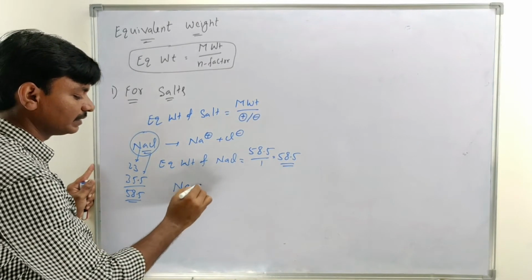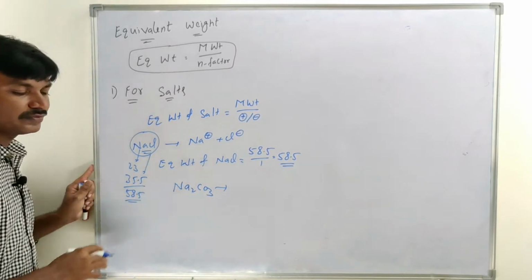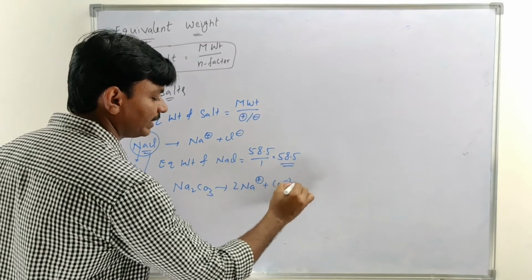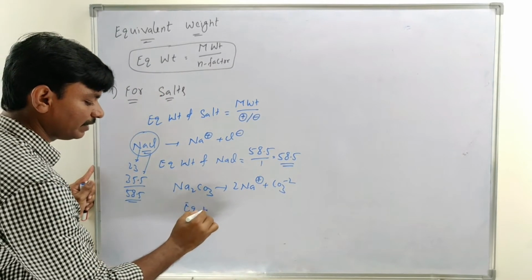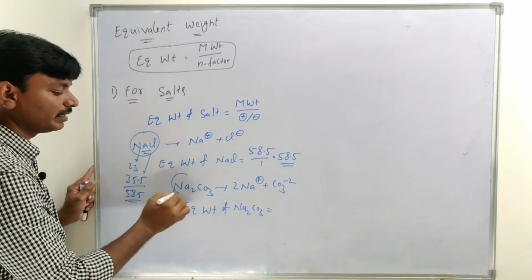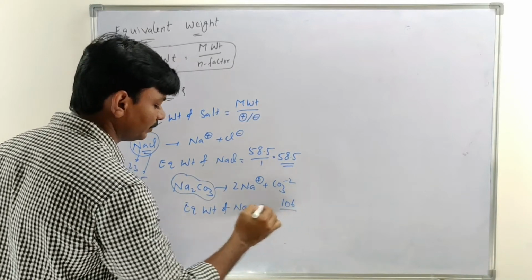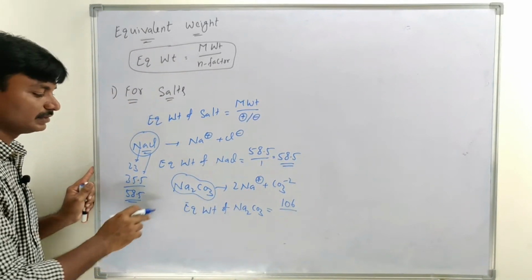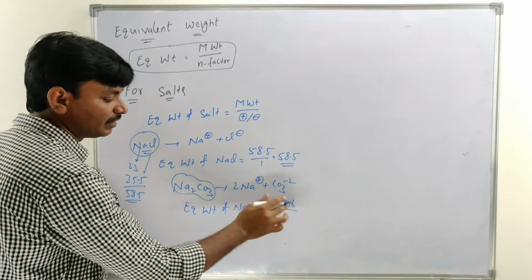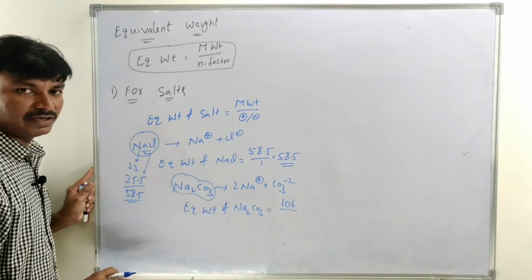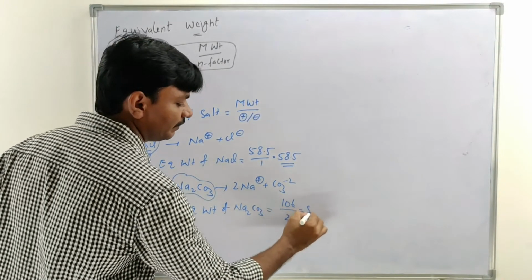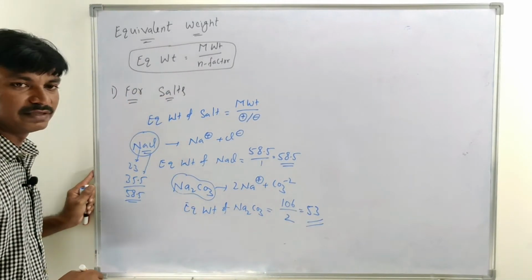Another example, Na2CO3. Upon decomposition, Na2CO3 produces 2Na+ and CO3 2 minus. Here the equivalent weight of Na2CO3 equals the molecular weight of Na2CO3, which is 106: 2 sodiums, 1 carbon atom, 3 oxygen atoms. That is 23 plus 23, 46, plus 12, and 48 for the 3 oxygen atoms. Finally, 106 is the molecular weight of Na2CO3, and its charge of cations or anions is equal to 2. Finally, 53 is the equivalent weight of Na2CO3.